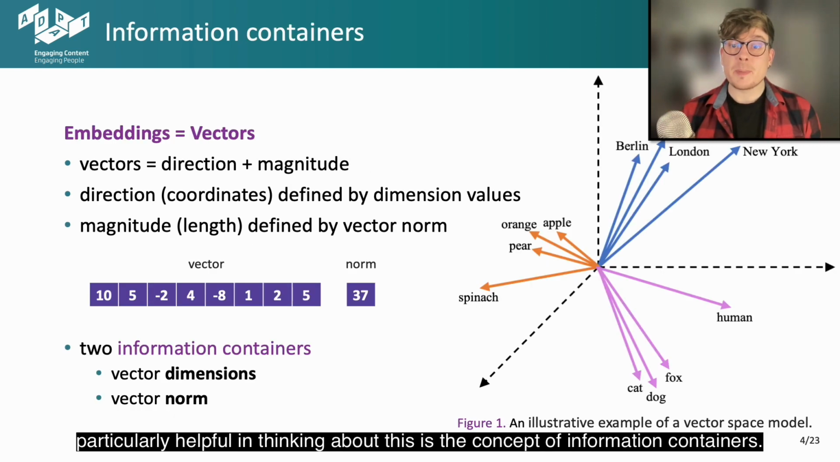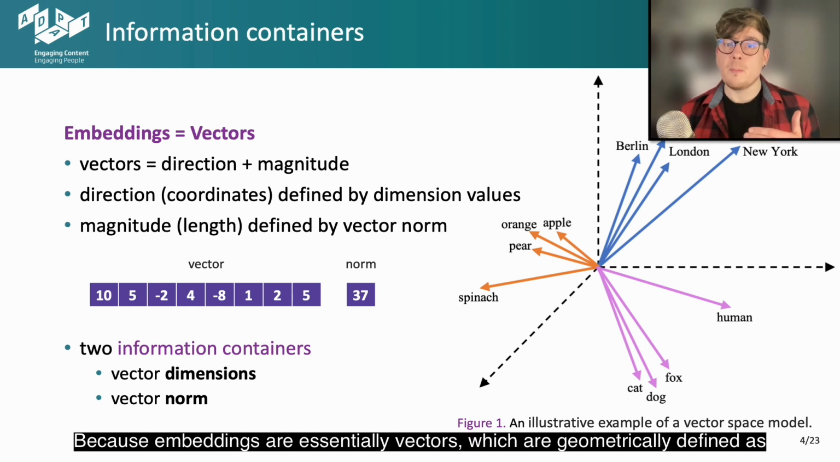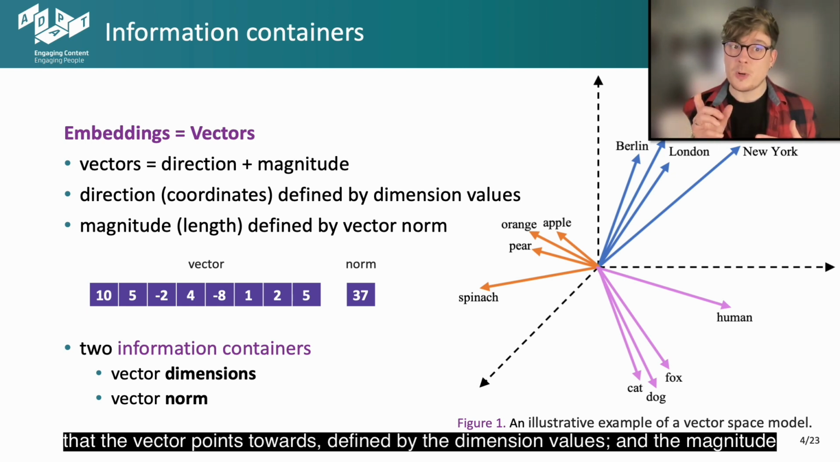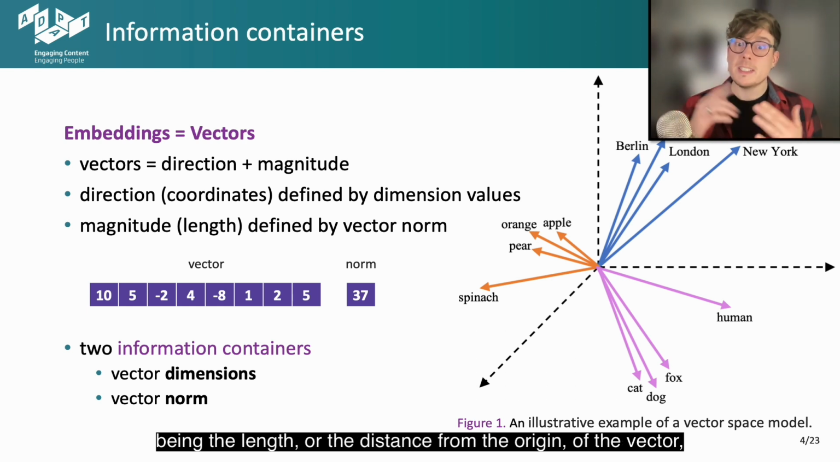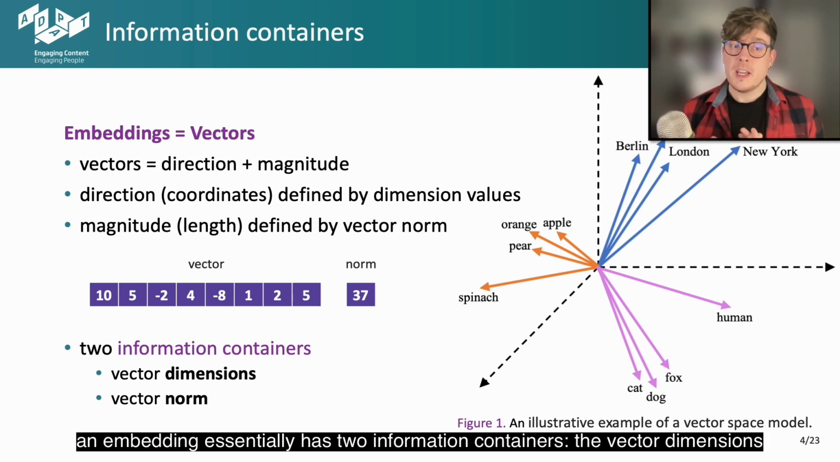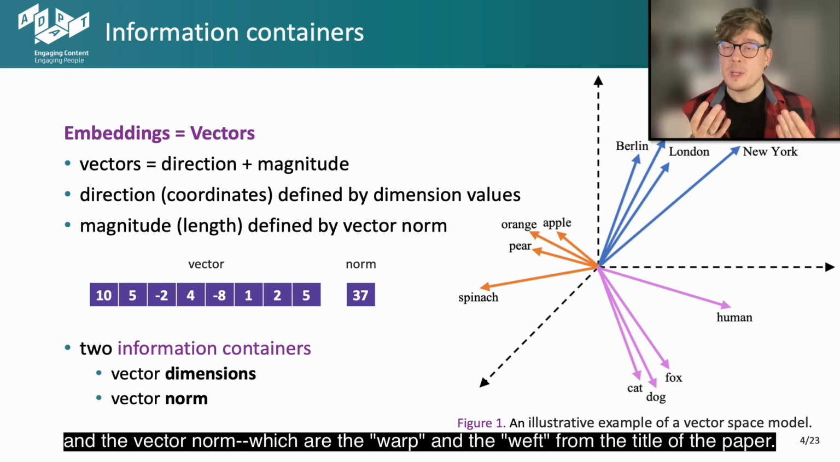One concept we found particularly helpful in thinking about this is the concept of information containers. Because embeddings are essentially vectors which are geometrically defined as having a direction and a magnitude. Direction being the coordinates in the space that the vector points towards, defined by the dimension values, and the magnitude being the length or the distance from the origin of the vector, which is defined by the vector norm. Because of this, we argue that an embedding essentially has two information containers, the vector dimensions and the vector norm, which are the warp and the weft from the title of the paper.